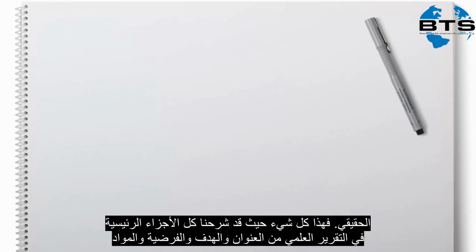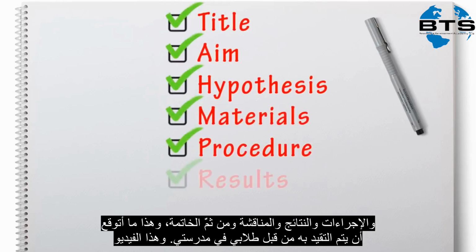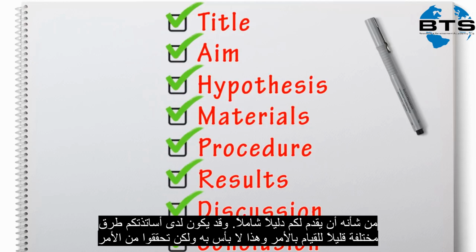So that's it. We've gone through the main sections of a scientific report: the title, aim, hypothesis, materials, procedure, results, discussion, and conclusion. This is usually what I expect from my students at my school, and this video is really just designed to give you an overall guide. Your teacher might have a slightly different way of doing things, and that's fine, but just double check a few things with them if you're not sure.